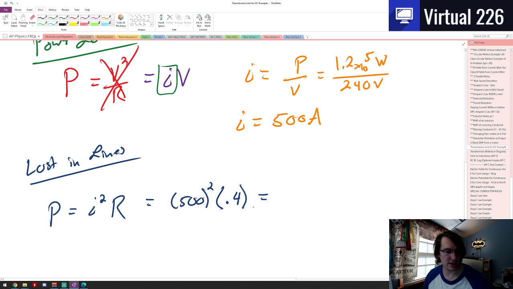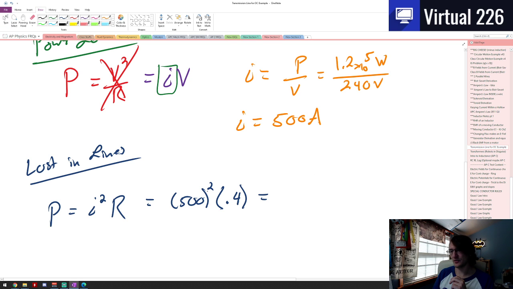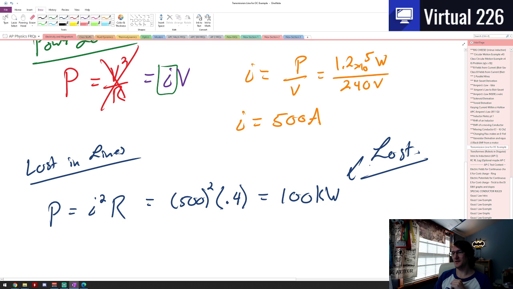And if we multiply all this together, where's my calculator? Let's see, 500 squared times 0.4, that gives us 2, a bunch of zeros. That should give us something like 100 kilowatts of power lost. But we were only supplying 120. You're saying that we lost 100 kilowatts out of our 120? We lost 80%?